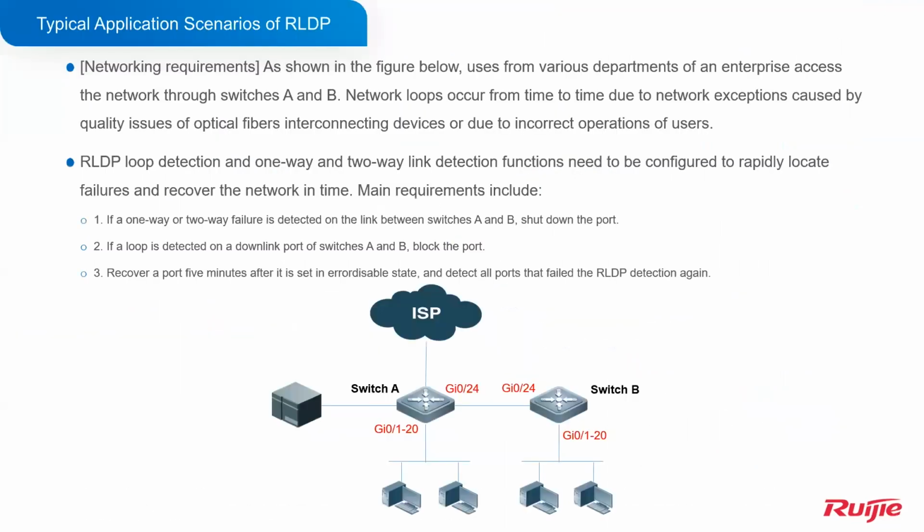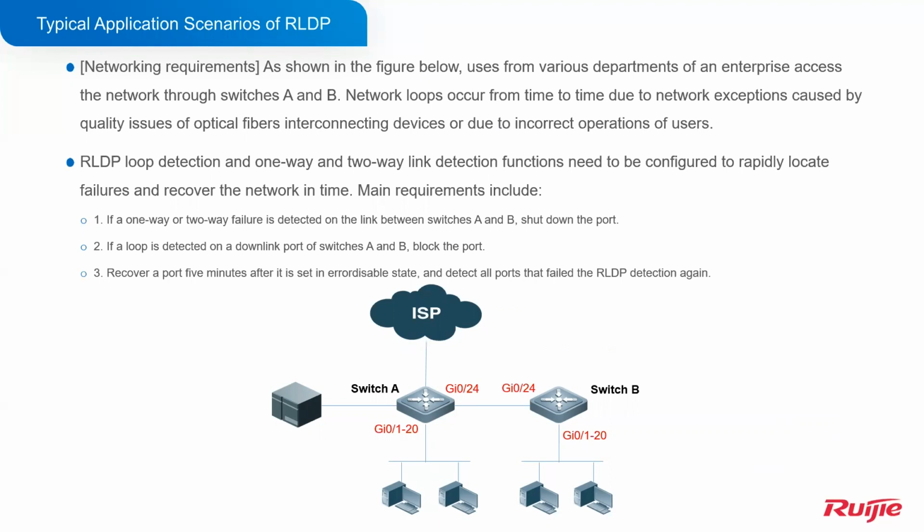Here is a typical application scenario of RLDP. As shown in this figure, users from various departments of an enterprise access the network through switch A and B. Network loops occur from time to time due to network exceptions caused by quality issues of optical fibers interconnecting devices or due to incorrect operations of users. RLDP loop detection and one-way, two-way link detection functions need to be configured to rapidly locate failures and recover the networking time. Here are the main requirements.